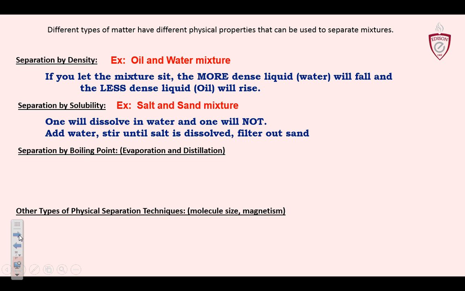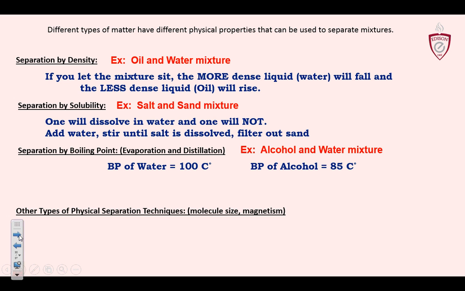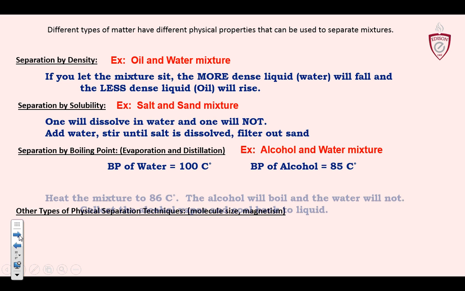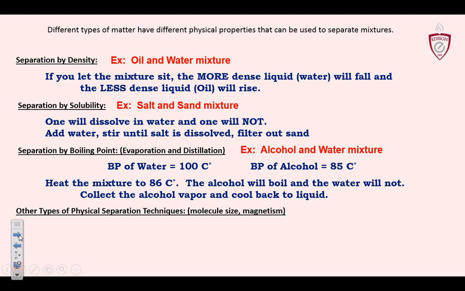I can separate by boiling point, called evaporation or distillation. Here, alcohol and water would do if I have an alcohol and water mixture, because the boiling point of water is 100 degrees and the boiling point of alcohol is about 85 degrees. If I were to heat that mixture up to about 86, the alcohol will boil off and turn into vapor. If I collect that vapor and cool it back down into liquid, I will have separated the two, and this does happen in distilling. Okay.